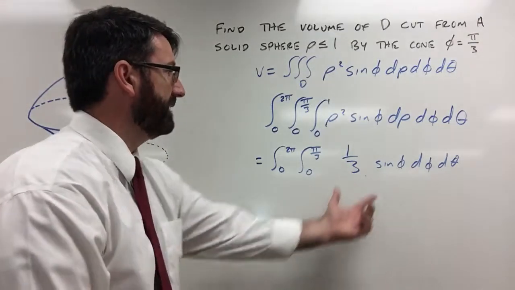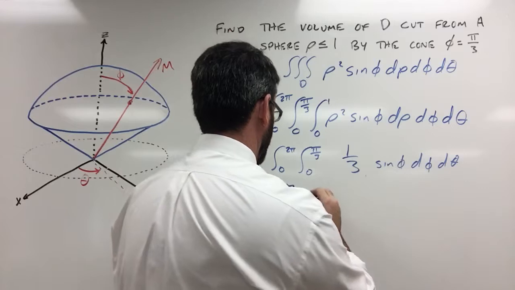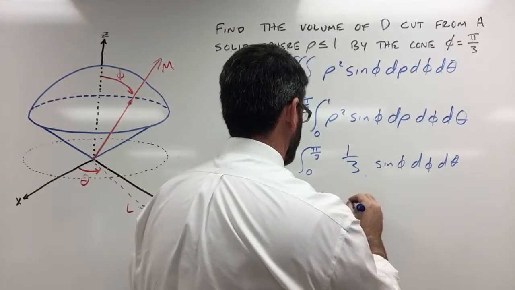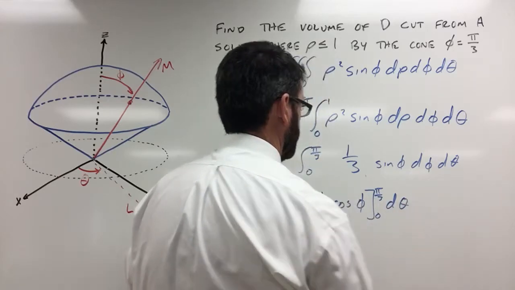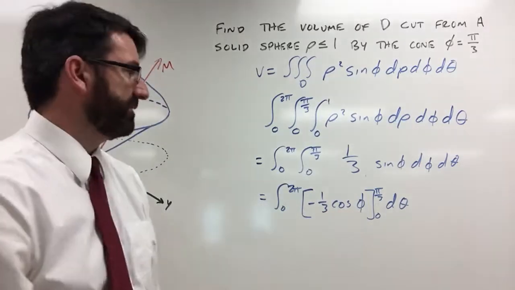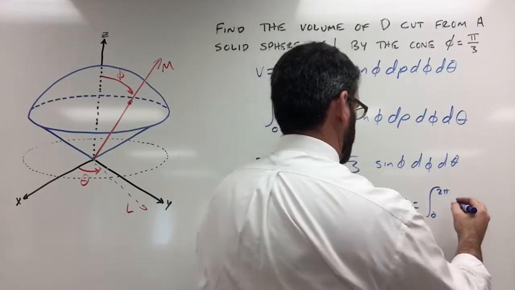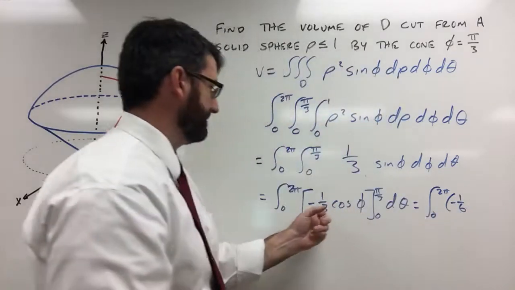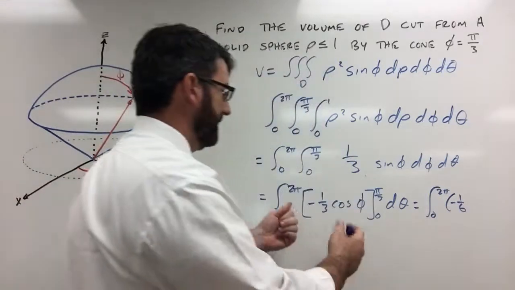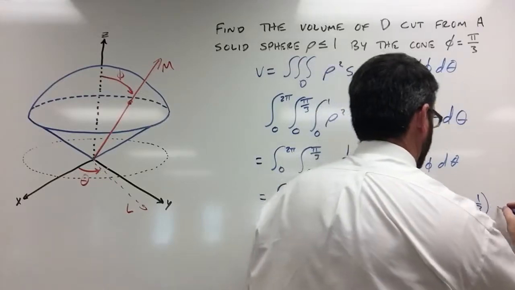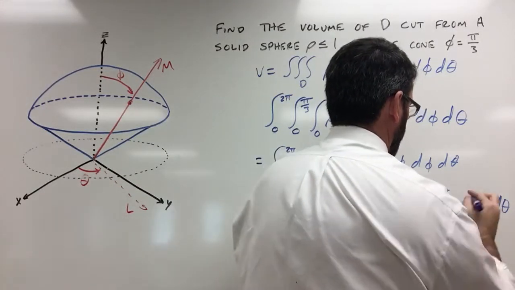All right, so now to integrate this with respect to phi, this is going to be the integral from 0 to 2 pi of negative 1/3 cosine of phi, evaluated from 0 to pi over 3, d theta. So cosine of pi over 3 is 1/2. So this is going to be negative 1/6, 1/2 times negative 1/3. And then 0, cosine of 0 is 1, so this is going to be minus negative 1/3, so plus 1/3. And so, of course, negative 1/6 plus 1/3 is going to be 1/6.